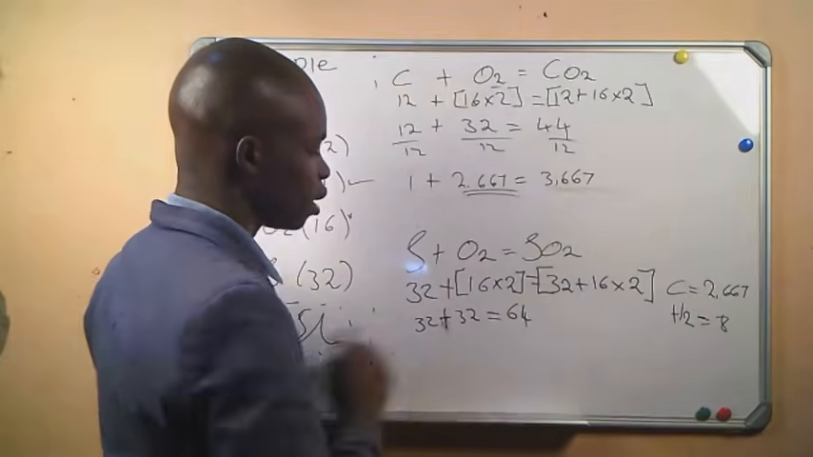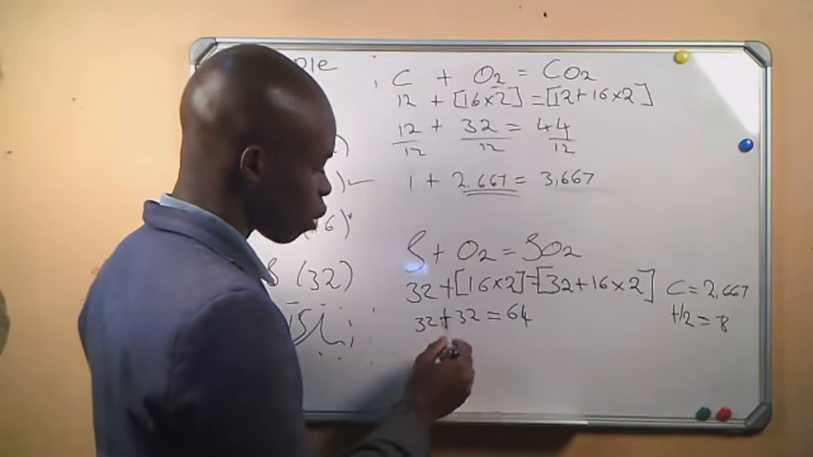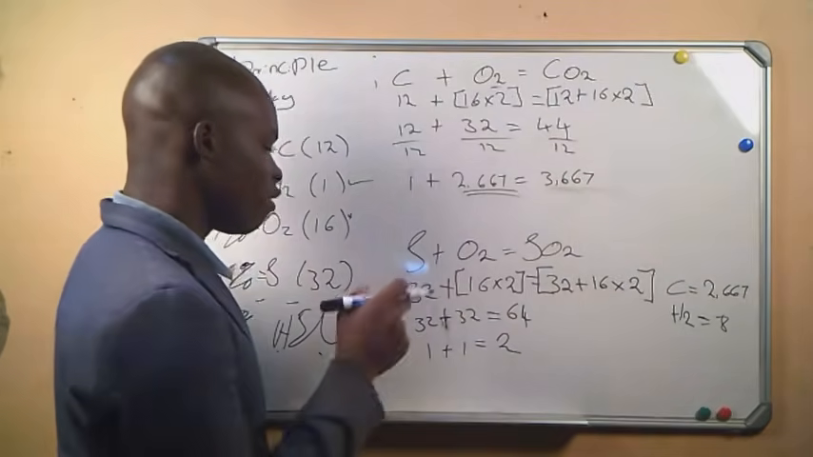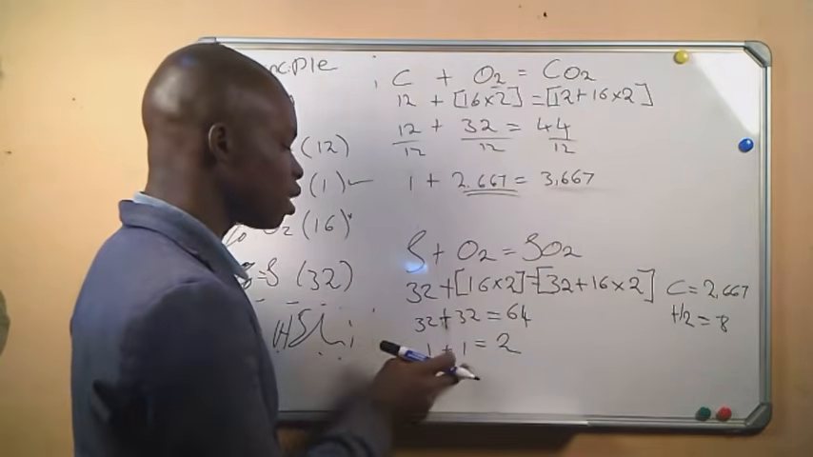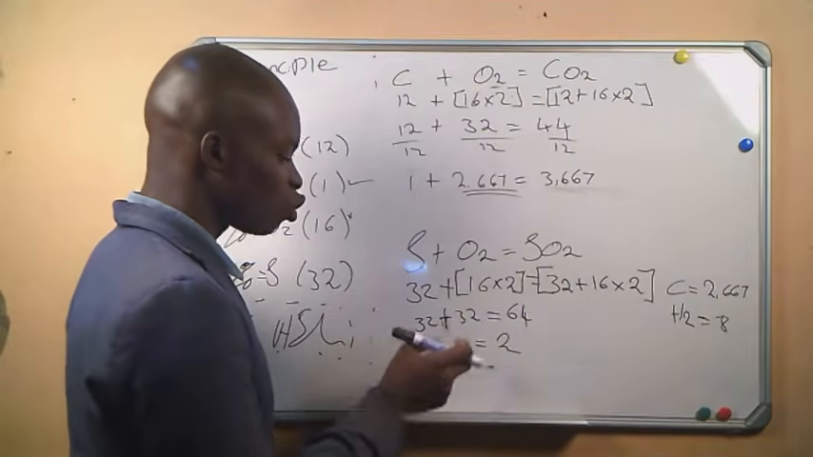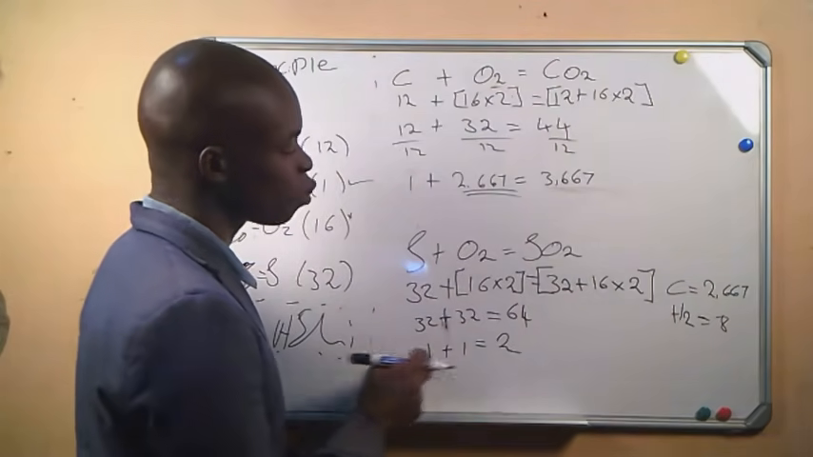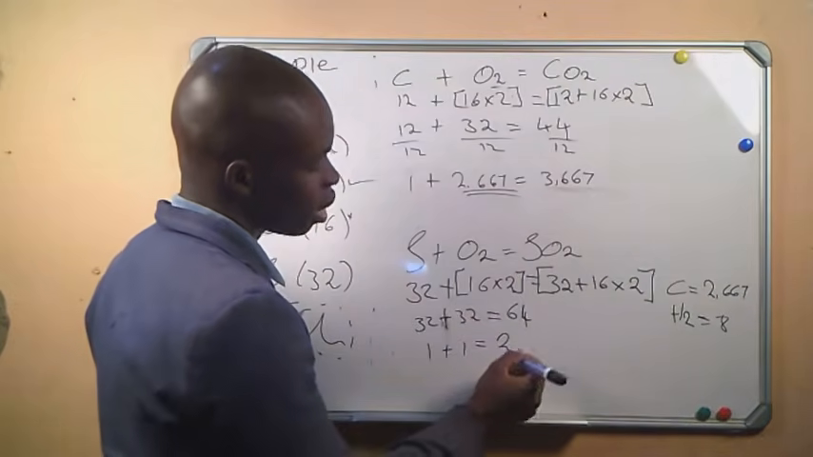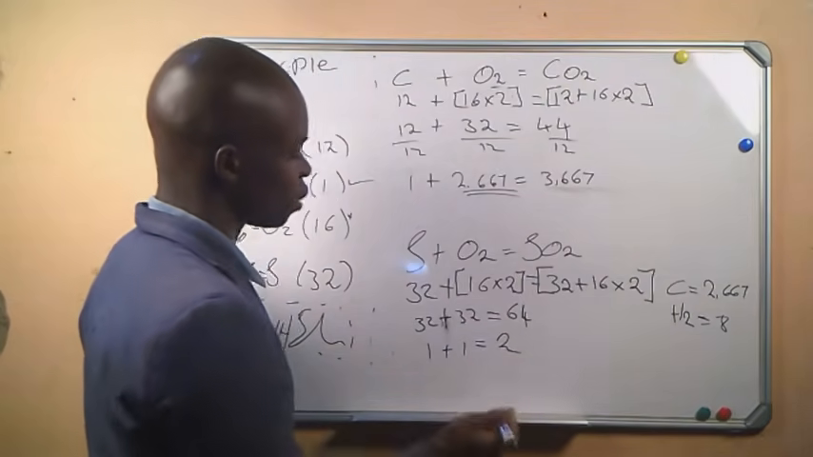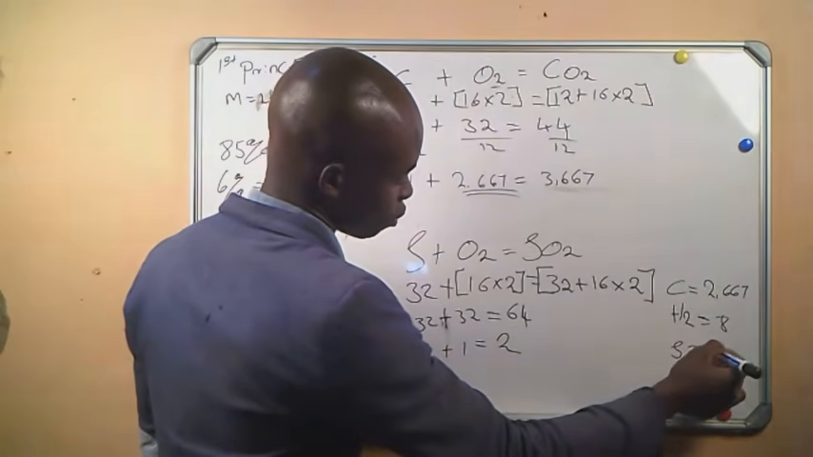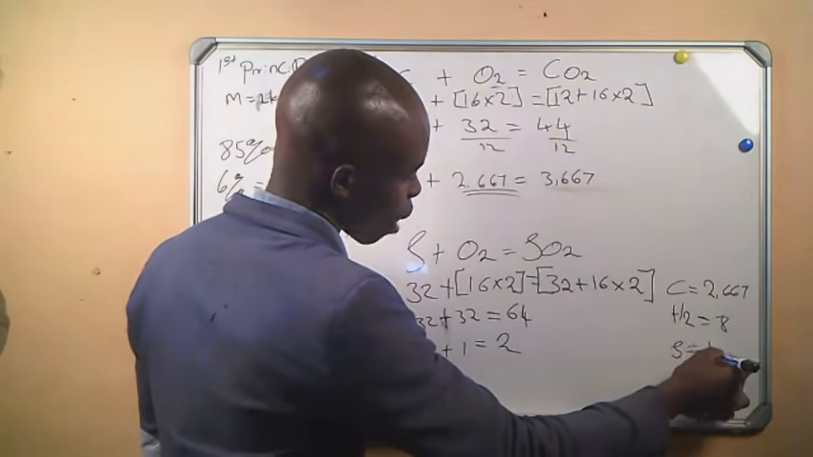And then divide throughout by 32, it's 1 plus 1 equals 2. Meaning that for every 1 kg of sulfur, we need 1 kg of oxygen to completely burn the sulfur and form sulfur dioxide, 2 kg of sulfur dioxide. And then we can come here and say sulfur equals 1 kg.